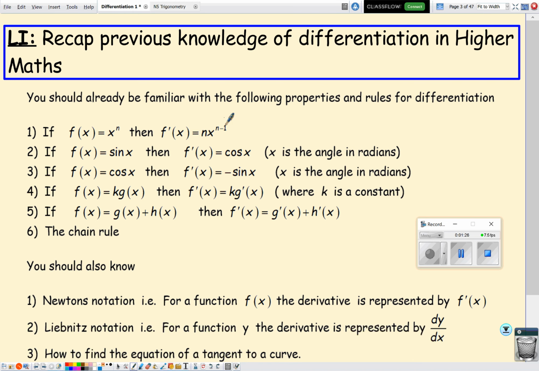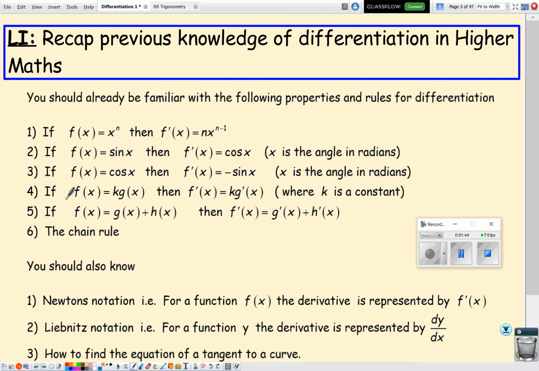The first one is just the basic definition of differentiation, multiply by the power, reduce the power by 1. Number 2, number 3 are the derivatives of sine and cosine. Remember, it's very important that the angle you use must be defined in radians.